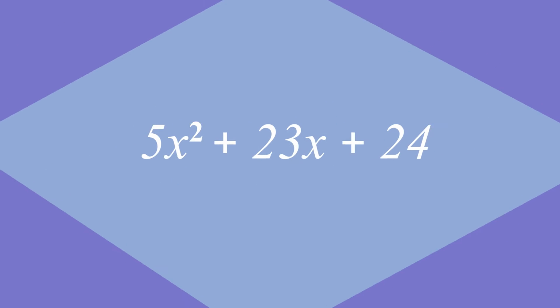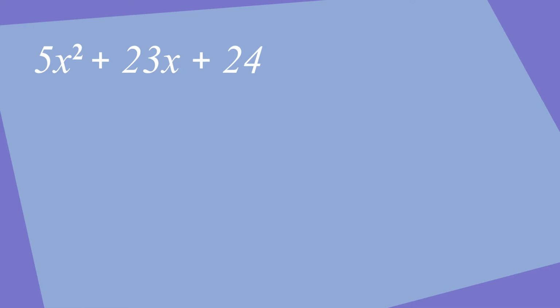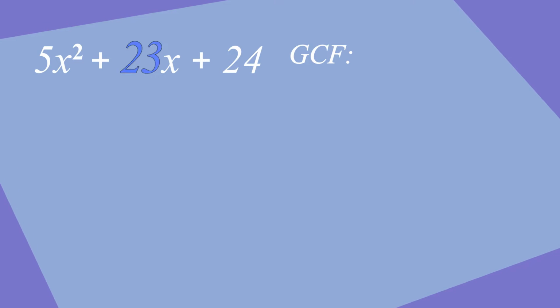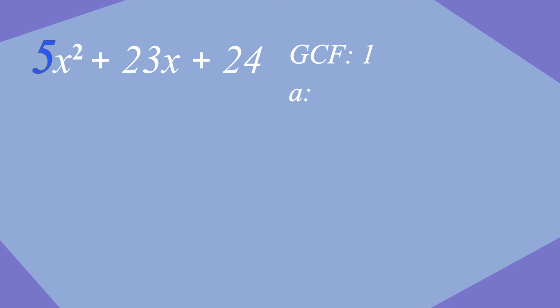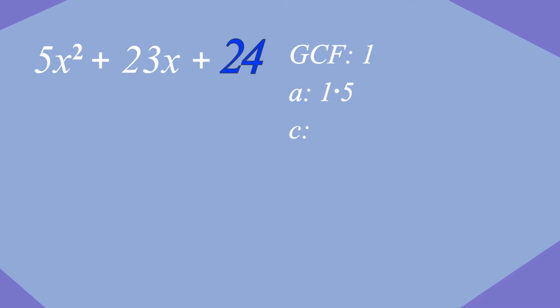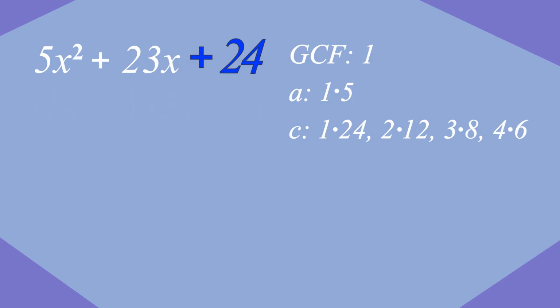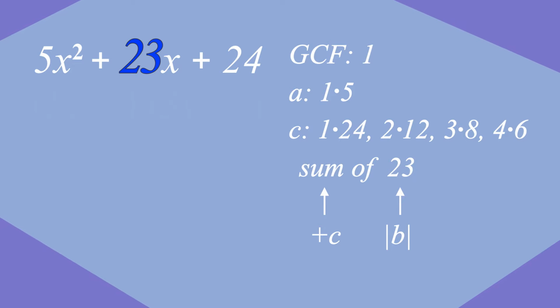Looking at the first example, let's factor 5x squared plus 23x plus 24. Remember that the first step is to factor out the GCF, so let's find our GCF. Looking at 5, 23, and 24, we see that the GCF is 1. Now we are ready to find the factors of a. What are the factors of 5? 1 and 5. Now let's find the factors of c. What are the factors of 24? 1 times 24, 2 times 12, 3 times 8, and 4 times 6. Our positive constant of 24 tells us that we need a sum of our b value, which is 23.